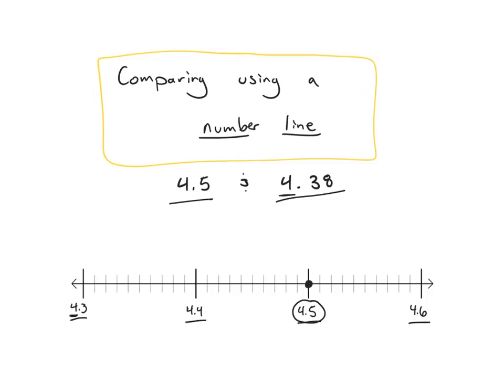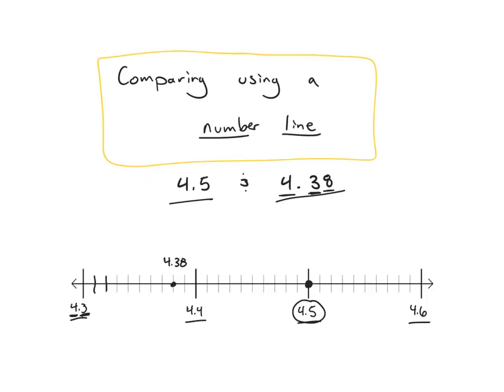I see that matches right here. Move on to the tenths, 3/10. Well, that matches right here. And then I need to move 8 hundredths. Each of these tick marks right here is equal to 1 hundredth, so I'm going to jump 1, 2, 3, 4, 5, 6, 7, 8. And 4 and 38 hundredths is going to fall right here.